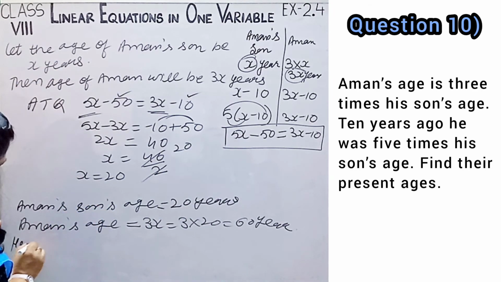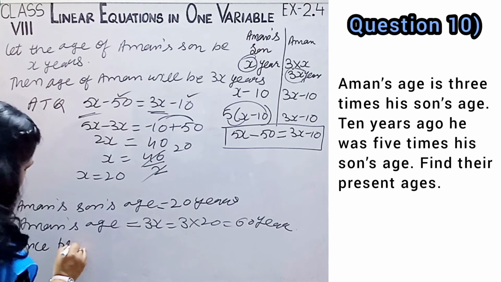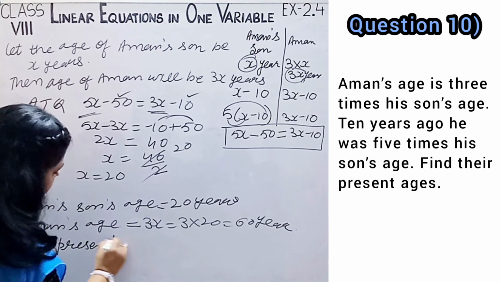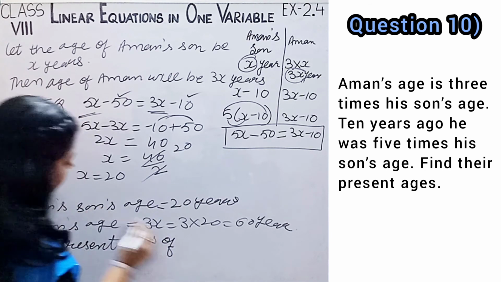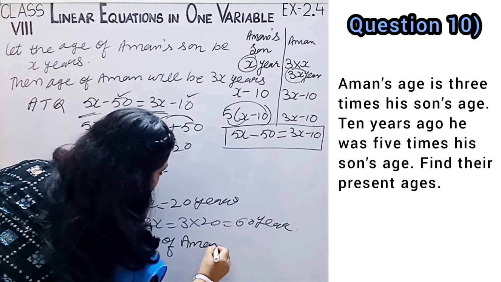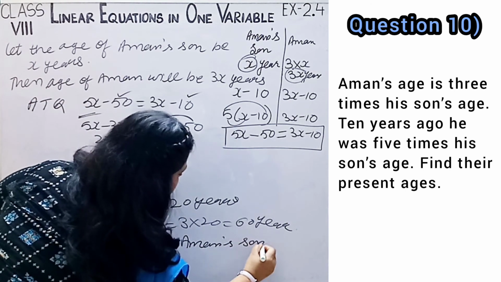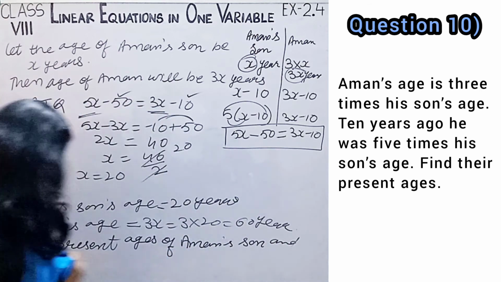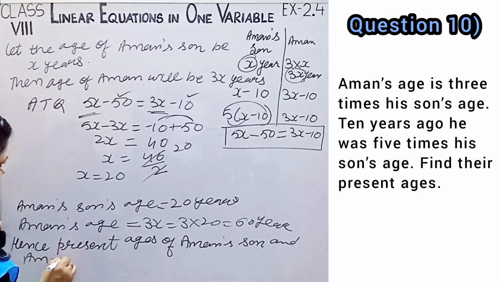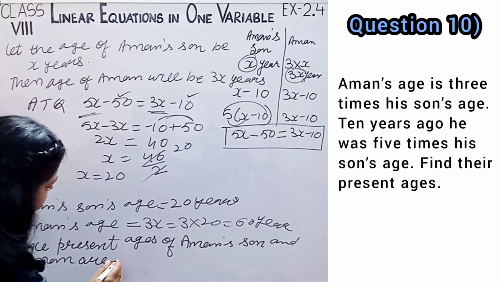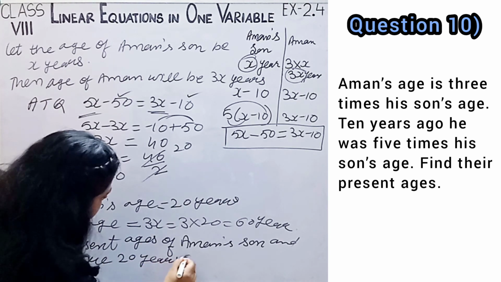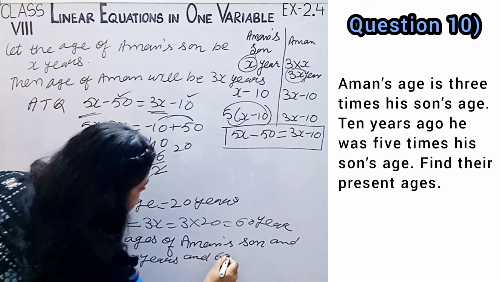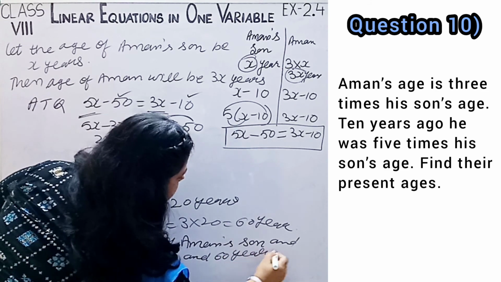Hence present ages of Aman's son and Aman, 20 years and 60 years respectively.